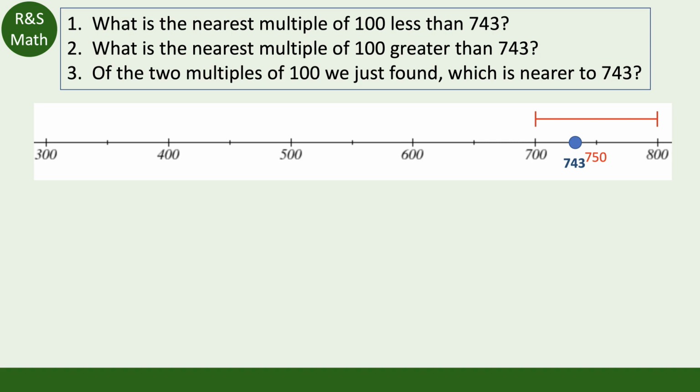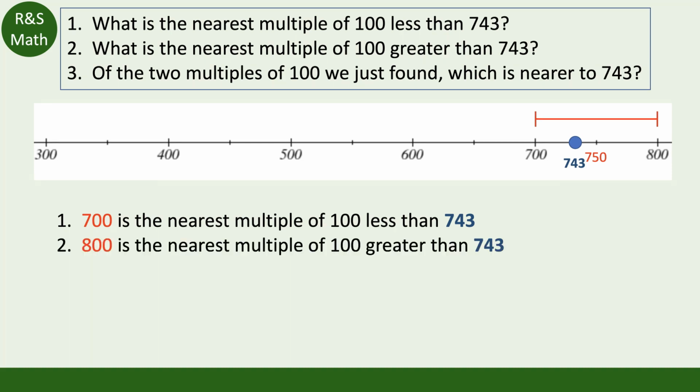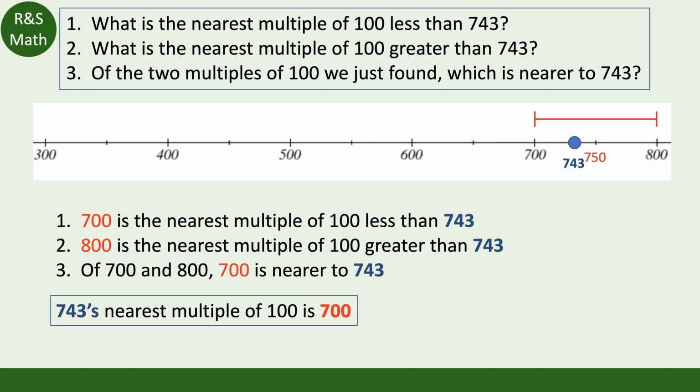So the answer to the first question is 700 is the nearest multiple of 100 less than 743. The answer to the second question is 800 is the nearest multiple of 100 greater than 743. And the answer to the third question is, of the two multiples of 100 that 743 is nearest to, 700 is the one nearer to 743. We say 743's nearest multiple of 100 is 700.